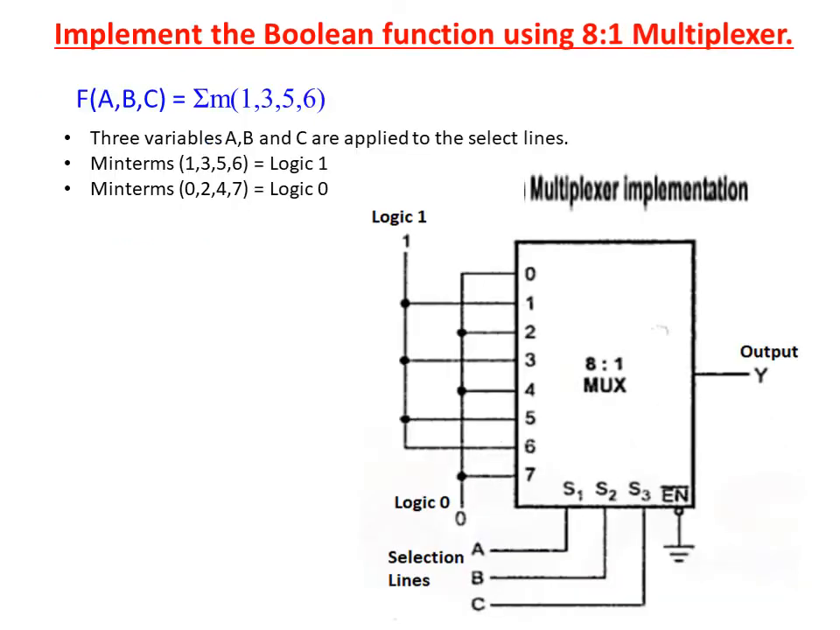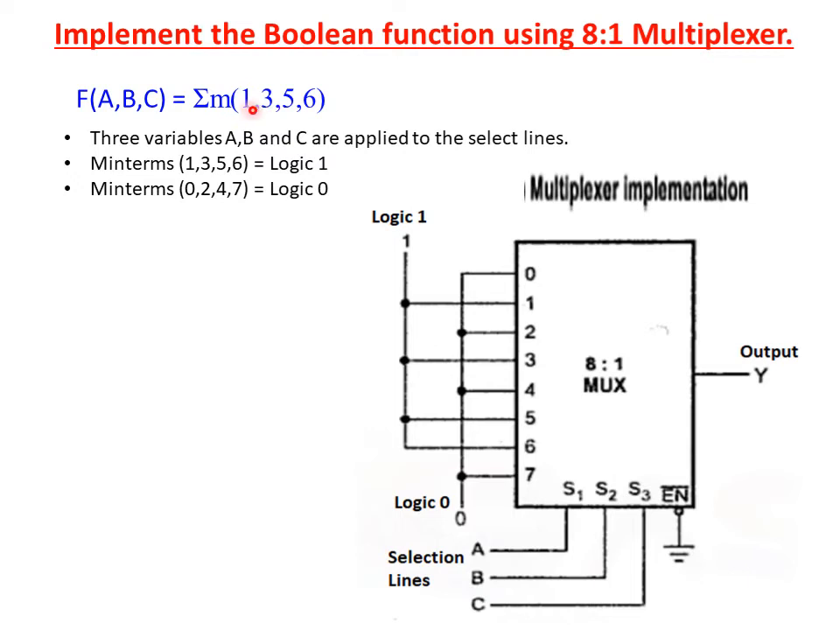Implement the following 3 variable function using 8:1 multiplexer. So f is equal to Σm(1, 3, 5, 6). This is a 3 variable function. We already implemented it with 4:1 multiplexer. Now we are implementing with 8:1 multiplexer. So our minterms for logic 1 are 1, 3, 5, 6.